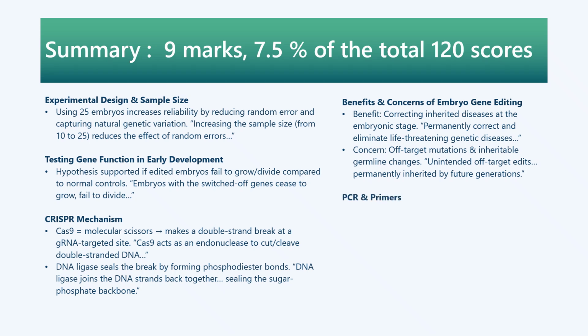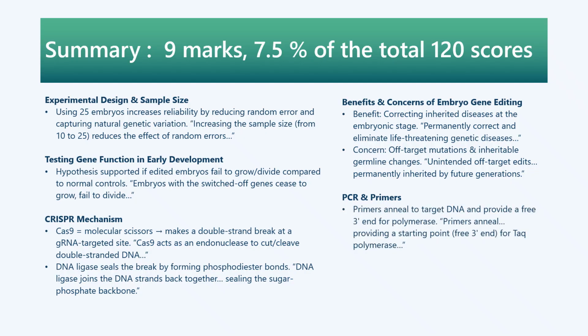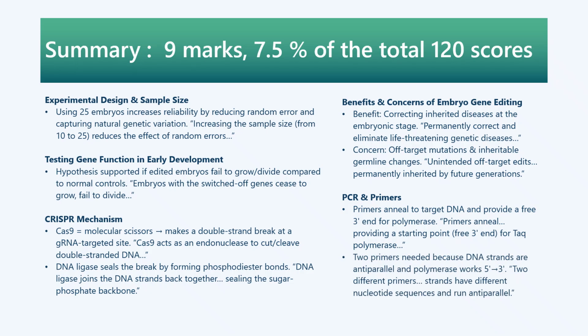PCR and primers. Primers anneal to target DNA and provide a free 3' end for polymerase. Primers anneal, providing a starting point, a free 3' end, for Taq polymerase. 2 primers are needed because DNA strands are antiparallel and polymerase works 5' to 3'. 2 different primers: the strands have different nucleotide sequences and run antiparallel.